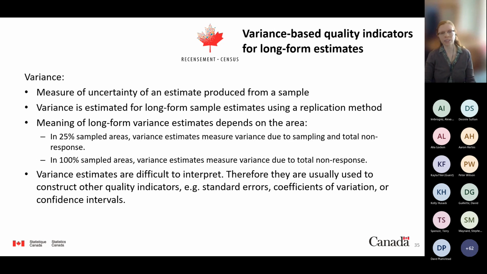So something to note about variance is that variance estimates on their own are difficult to interpret. And that's partly because variance doesn't have the same scale as the estimate itself. So generally, people use variance to construct other quality indicators, which are easier to interpret. And examples of those include standard errors, coefficients of variation, and confidence intervals.